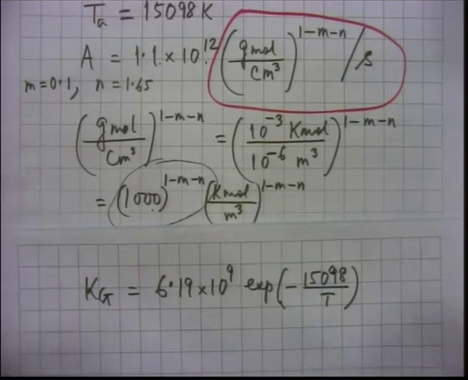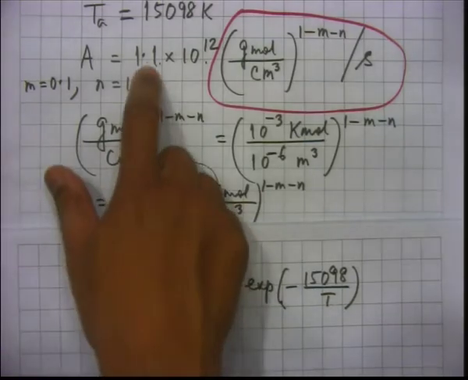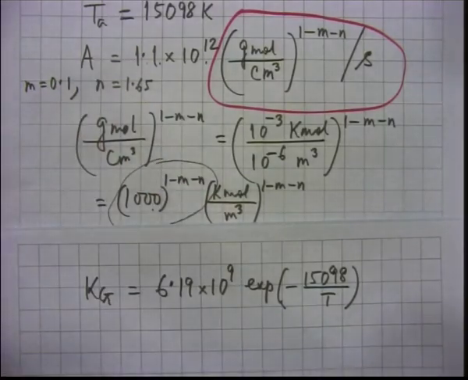We have to do this quickly. So, what is 1000 to the power 1 minus m minus n? m plus n is 1.75, so 1 minus m minus n is minus 0.75. So, 1000 to the power minus 0.75 is 5.62, and that multiplied by 1.1 will be 6.19, and that is how we got this.